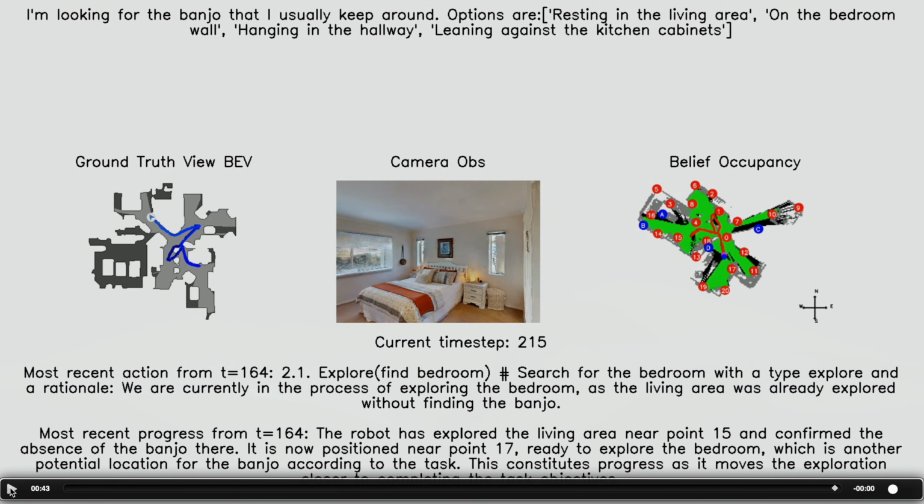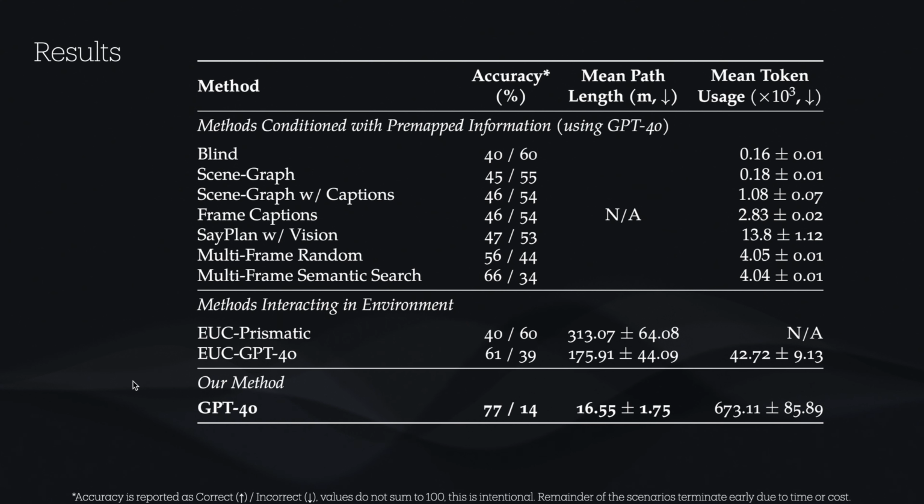We compared our study to different benchmarks, specifically on methods that actually have some pre-map information available to them, and methods that actually interact with the environment like we do. And we noticed that our accuracy is higher than these benchmarks that we compared against, and our mean path length is also significantly shorter. It does come at a cost though. Our overall token usage with a language model is higher.